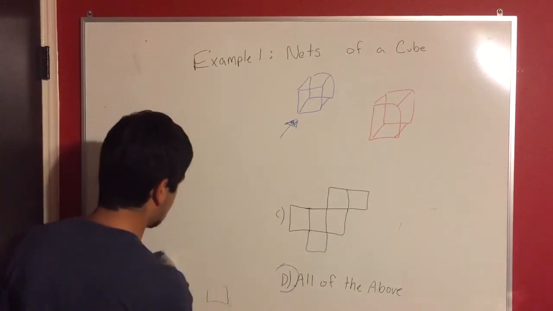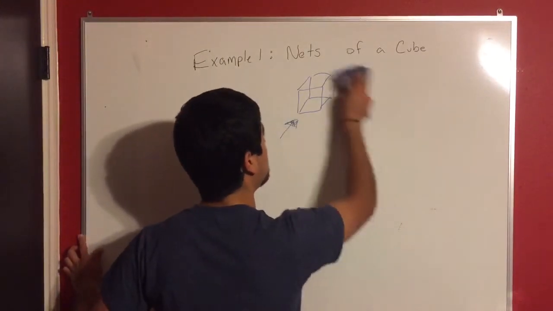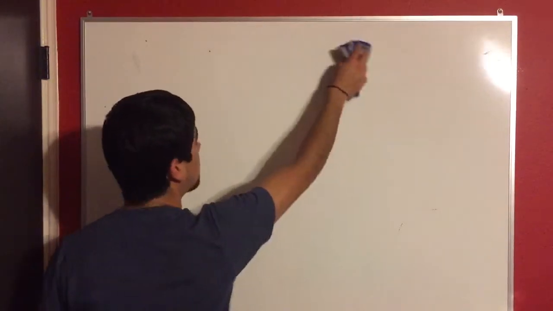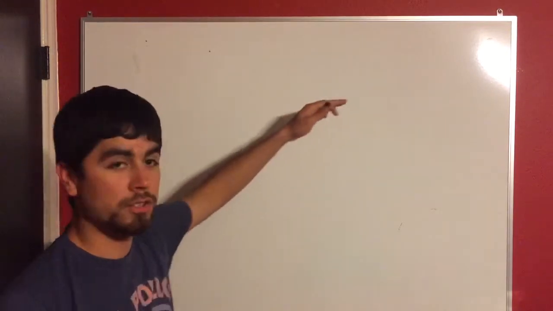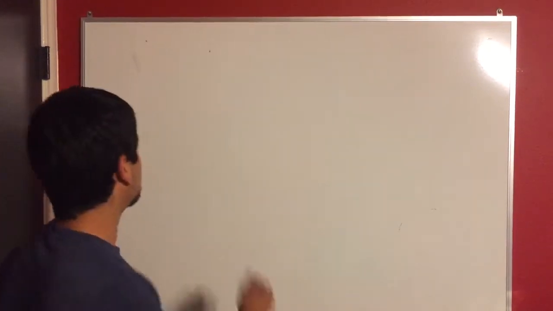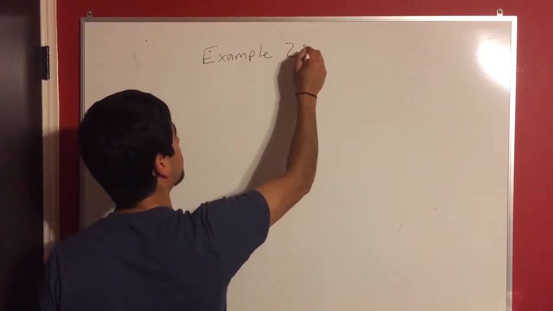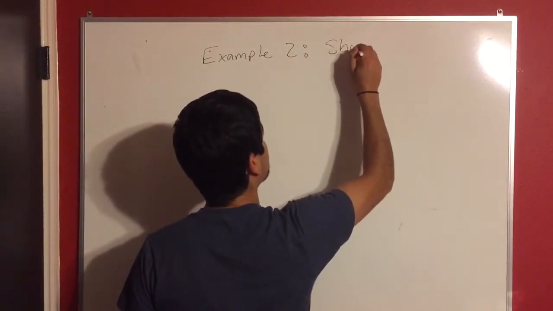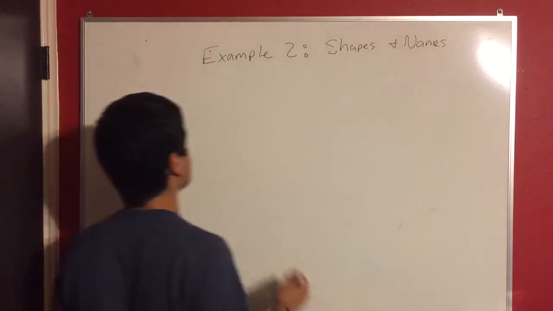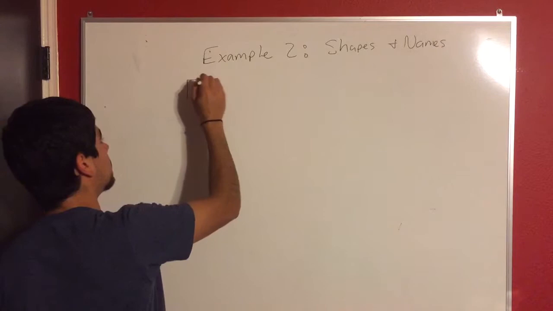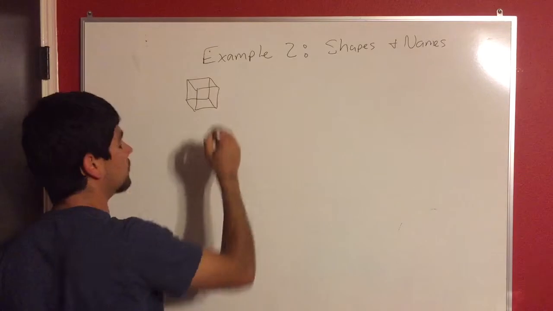Now, after learning about nets, I want to show you guys different shapes. I'm going to draw some shapes here, and I want you guys to match the shape with the name of the shape. So for example, two columns: shapes and names. The shape number 1 is the cube, which we just talked about.